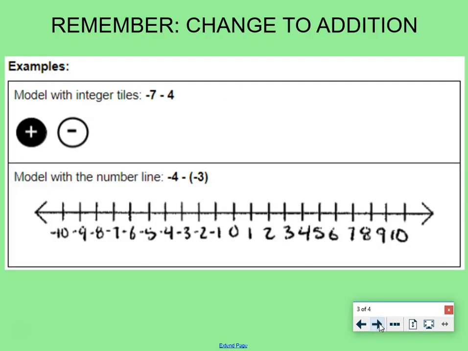Alright, so we're going to use those integer tiles again, but first we have to change to addition. The way we're going to do this is keep, change, flip, KCF. That means we keep the first number, so we're going to keep -7. We change the subtraction sign to addition, and then we flip this +4 to a -4. You can put that in parentheses if you like to separate it. But now we have -7 plus -4.